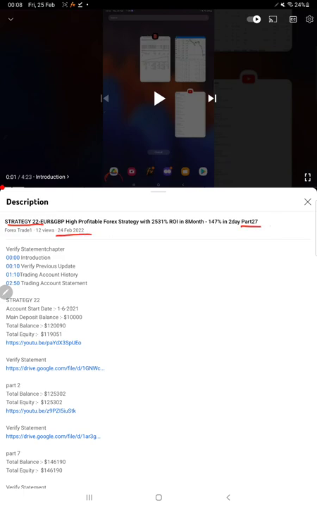As you know, in the YouTube description you can get the strategy details, profit update, and trading account statement to verify all the details. So make sure you check the description.